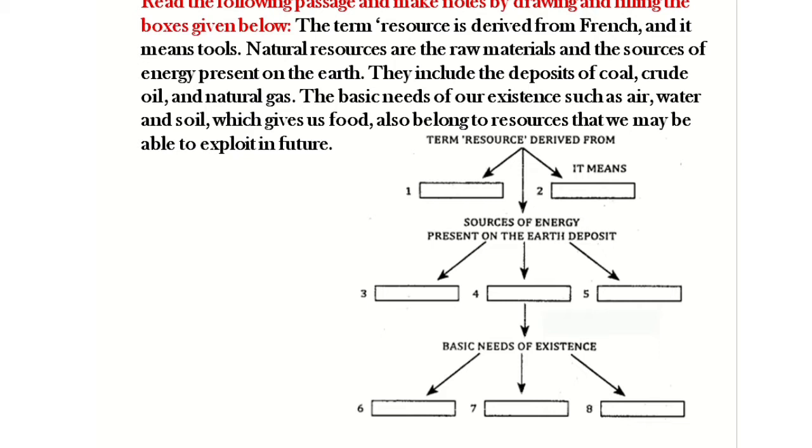Based on that passage you have to note the main points of that passage. Here the passage is like this. The term resource is derived from French and it means tools. Natural resources are the raw materials and the sources of energy present on the earth. They include the deposits of coal, crude oil and natural gas. The basic needs of our existence such as air, water and soil, which gives us food, also belong to resources that we may be able to exploit in future.